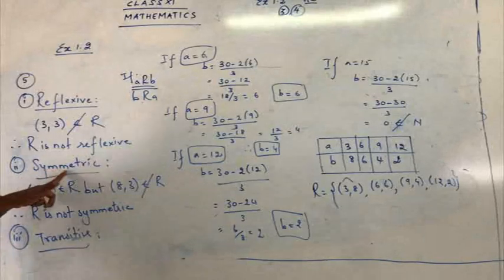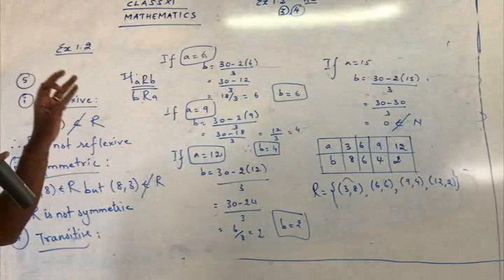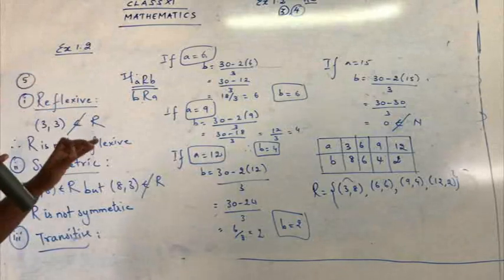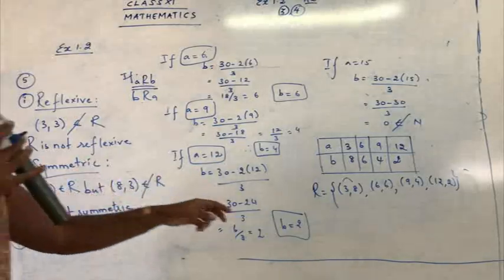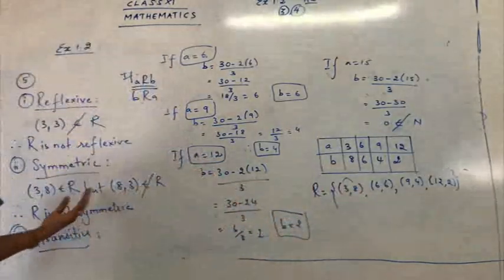Now similarly for symmetric, I have told you that we have to include two elements. So just remember, reflexive 1, symmetric 2, and transitive 3. For symmetric, 2, yes, we have a pair with two different elements, 3 and 8. So I can just say that 8, 3 is not present.